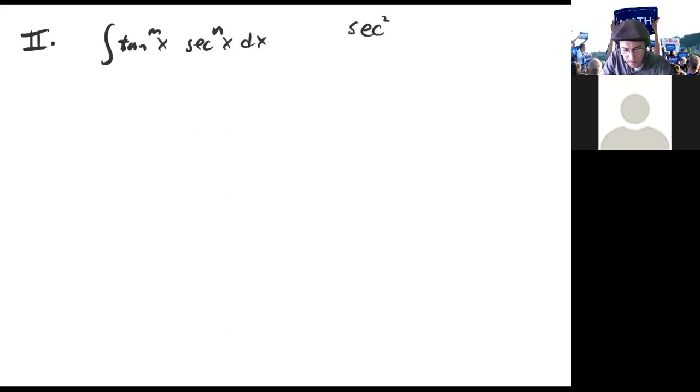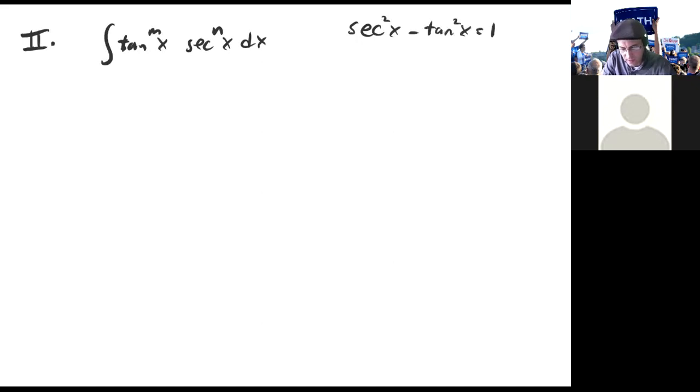Okay, so now we're going to consider the case of integrals involving secants and tangents. This is going to be part 2, and it'll be integrals of the type secant to the m of x times secant to the n of x dx. And in this case, we're going to appeal to the trig identity secant squared x minus tangent squared x equals 1.